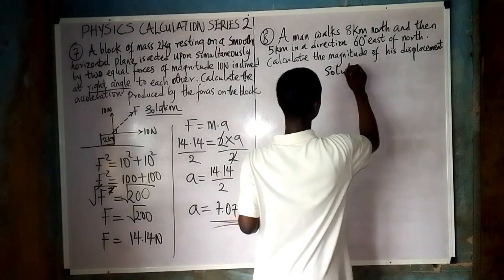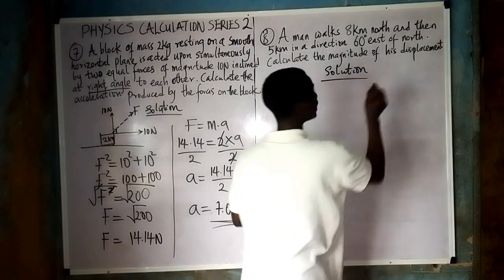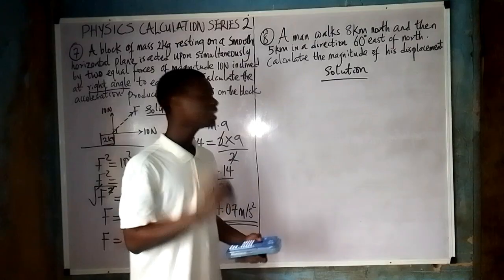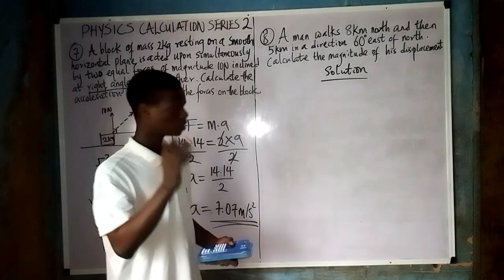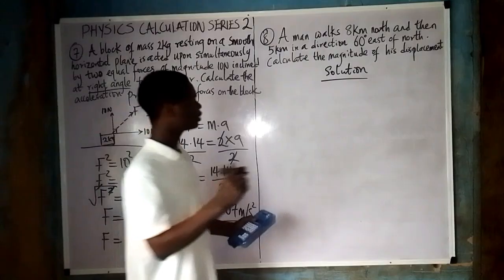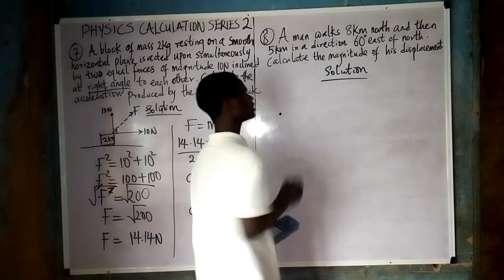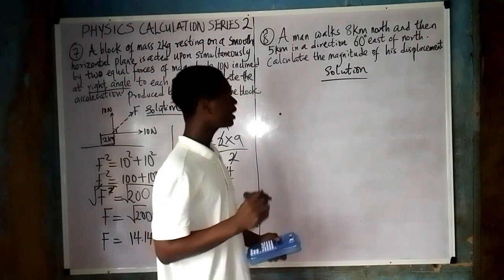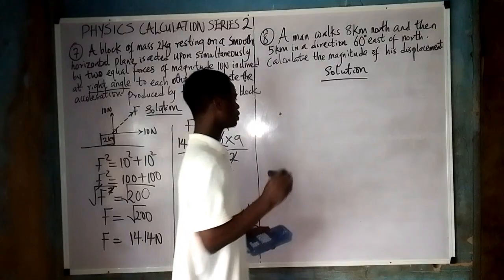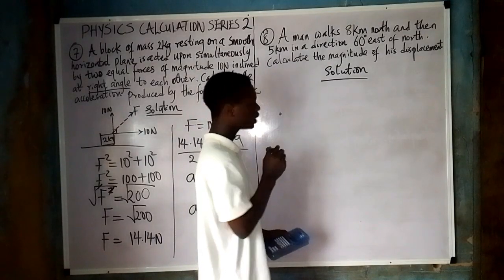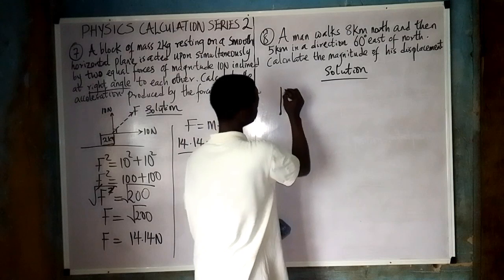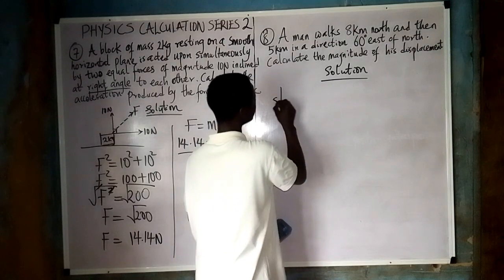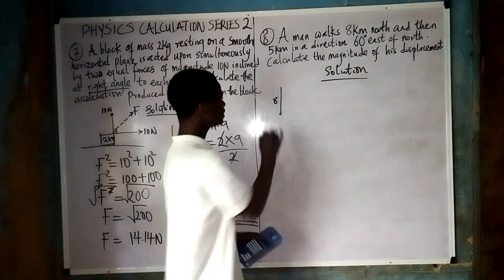The question reads, a man walks 8 kilometer north. Now as we are reading, we are illustrating. So assuming this is the start point, they said he walked 8 kilometer north. Now he's going to move northward. Northward direction is not upward. So you will draw a line like this, and then you will call it 8 kilometer. He is now at this point.